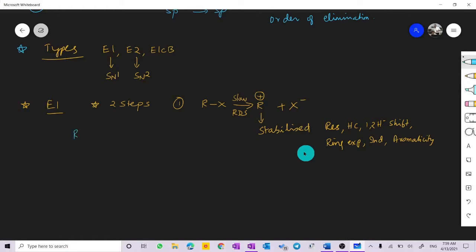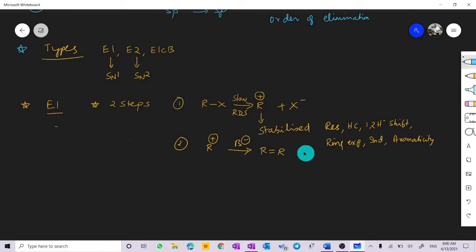Rearrangement takes place here. The first feature is the formation of the carbocation. It takes place in two steps, and in the second step the carbocation will be attacked by the base to form the alkene. Whatever the nature of the R group, you will have the alkene group getting formed here with the elimination of the hydronium ion, or whatever we have taken in that. So the first point is it takes place in two steps.